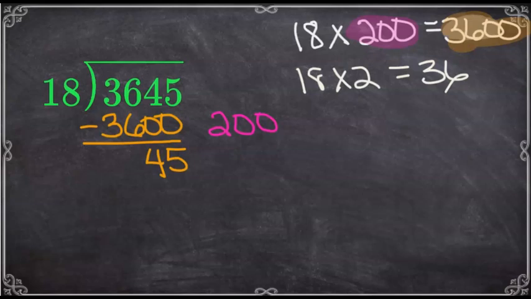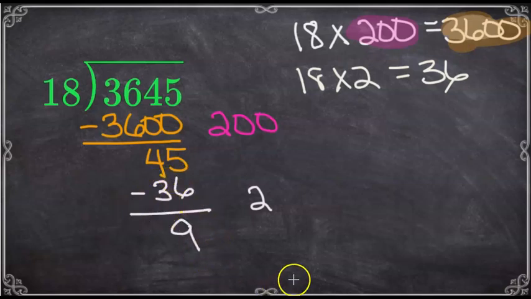And again, I'm going to put my 2 here. And then I'm going to put the 36 here and subtract. And that is 9. So I have my partial quotients, and I'm going to highlight those.